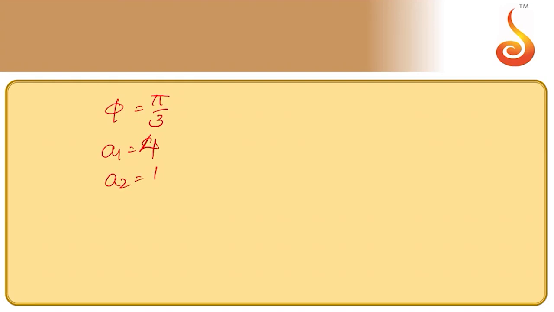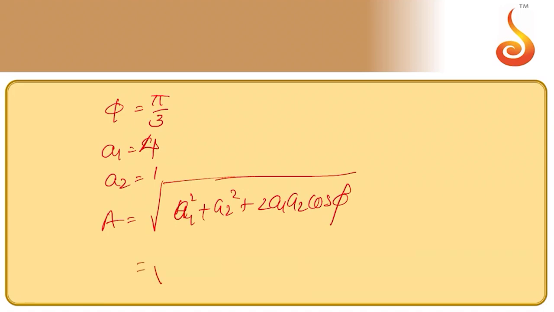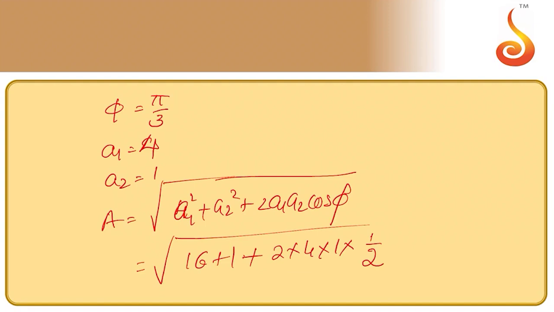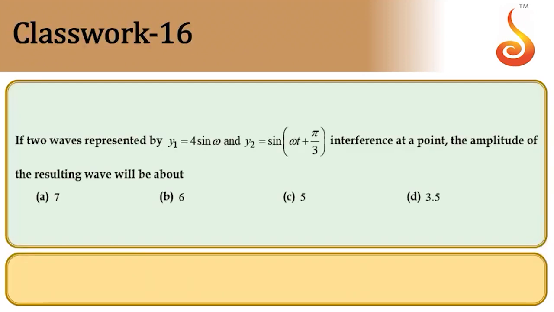And the resultant amplitude is given by square root of a1 square plus a2 square plus 2 a1 a2 cos phi, root of 16 plus 1 plus 2 into 4 into 1 into cos pi by 3, cos 60 is 1 by 2. So this turns out to be root of 17 plus 4, that is root 21 is the answer. So root 21 is the answer.